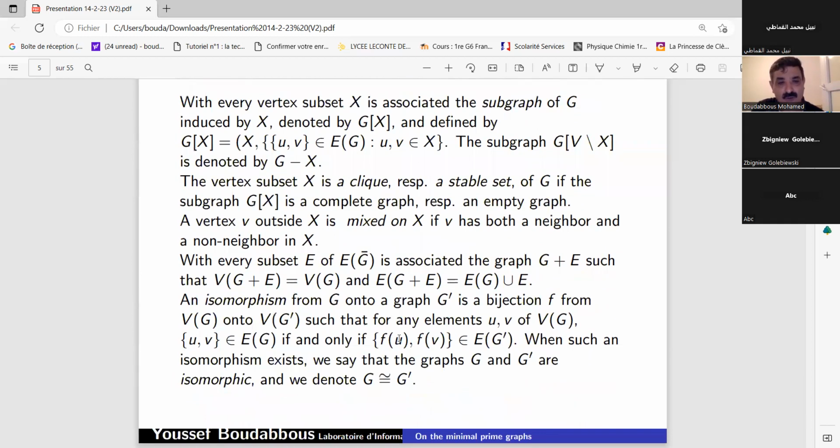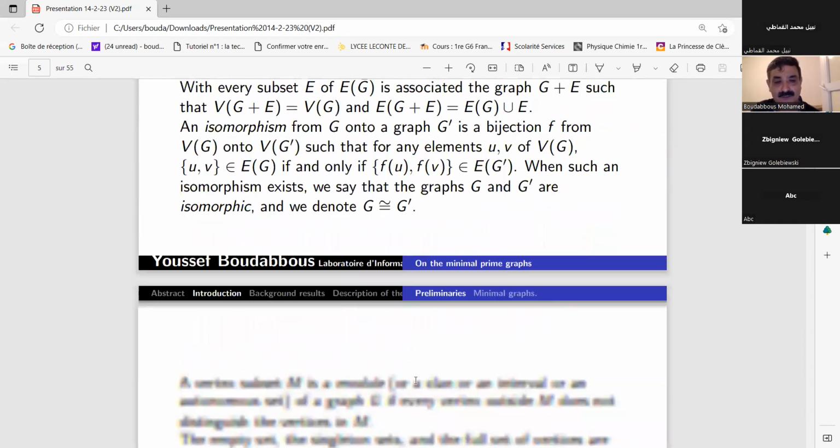The notion of isomorphism is natural. Okay, given two graphs, it is a bijection f between V(G) and V(G prime) such that uv is an edge of G if and only if f(u)f(v) is an edge of G prime. We say that G is isomorphic to G prime if there is at least one isomorphism.